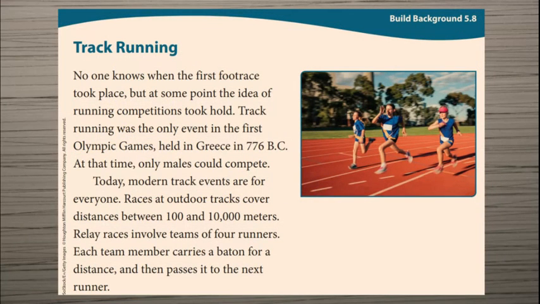All right, so just a little bit of information, track running. No one knows when the first foot race took place, but at some point, the idea of running competitions took hold. Track running was the only event in the first Olympic Games held in Greece in 776 BC. At that time, only males could compete. Today, modern track events are for everyone. Races at outdoor track cover distances between 100 and 10,000 meters. Relay races involve teams of 4 runners. Each team member carries a baton for a distance, then passes it on to the next runner. So just in that little bit, did you learn a little bit more about track?